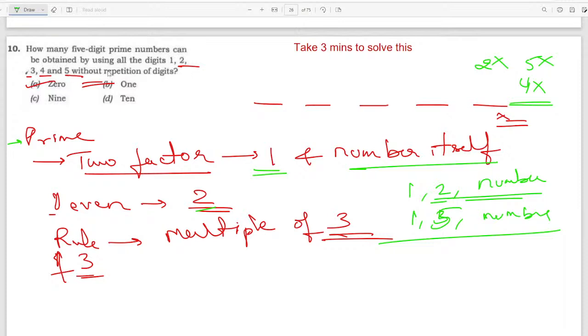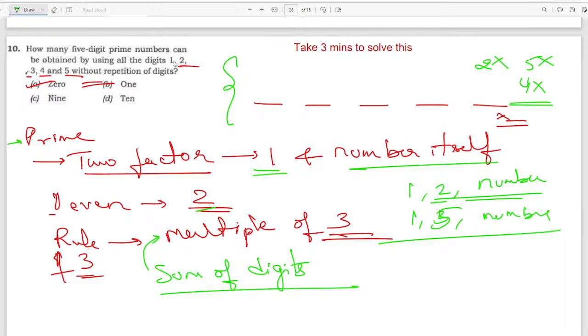And what about 3, divisibility of 3? The rule of divisibility of 3 is that the sum of digits should be a multiple of 3. If the sum of the digits is a multiple of 3, then the whole number is divisible by 3. In this case, if you add all the 5 digits, 1, 2, 3, 4, 5, it will become 15, and 15 is divisible by 3. So any 5-digit number you make out of these 5 digits will always be a multiple of 3.